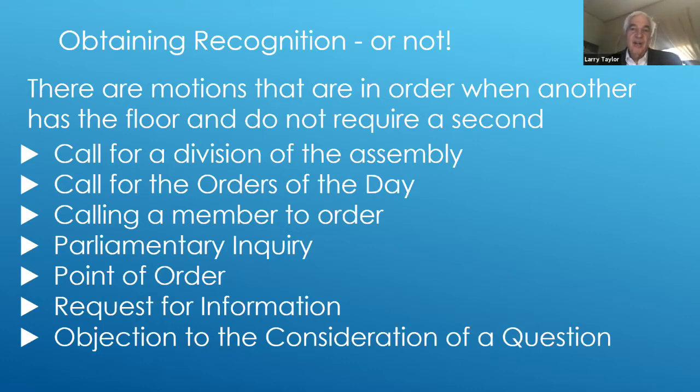The point of order is the motion made when you believe something is done improperly. So if something is handled incorrectly, like the chair has taken a majority vote for a decision when it really calls for a 2/3 vote, or if the chair failed to take the noes, sometimes they forget to take the noes along with the ayes in a vote. So if there's anything that's being done improperly, you as a member can make a point of order.